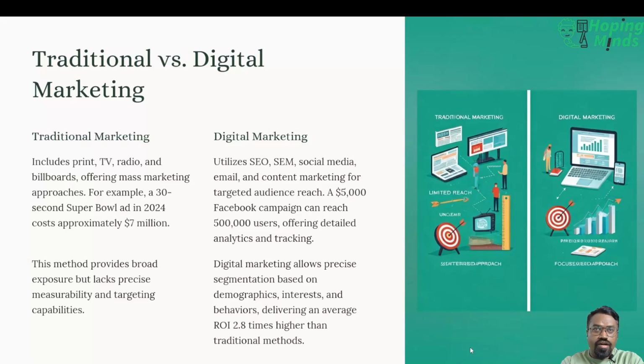If you talk about traditional marketing, the techniques that we use, for example print ads, TV ads, radio, billboards, all these are very costly. For example, a 30-second Super Bowl ad in 2024 costs approximately $7 million. So, what is Super Bowl? Super Bowl is the National Football League championship that happens every year in the US. It's a mega sporting event in the US specifically.